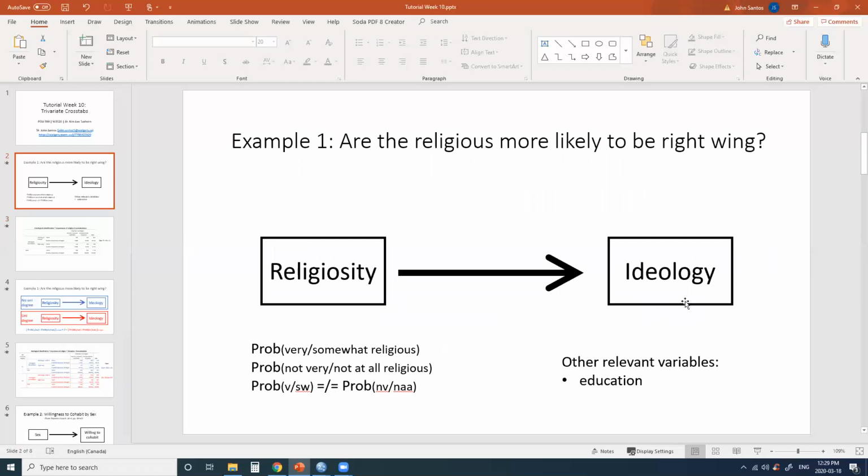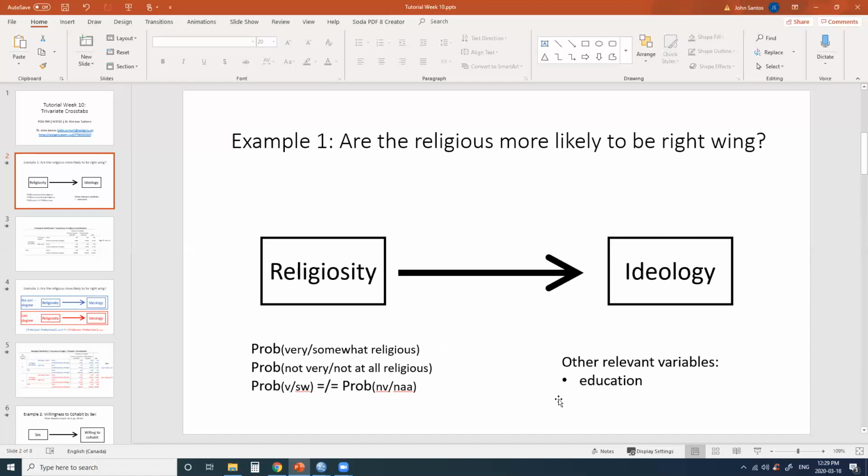Right? But if I go back to the slide, conceptually speaking, there are other relevant variables. And I suggested one here as education, right? Because we know that there is also a relationship between education and ideology. This usually manifests itself with more educated folks being less likely to identify as being right wing than less educated folks, and less educated folks being more likely to identify as right wing than more educated folks.